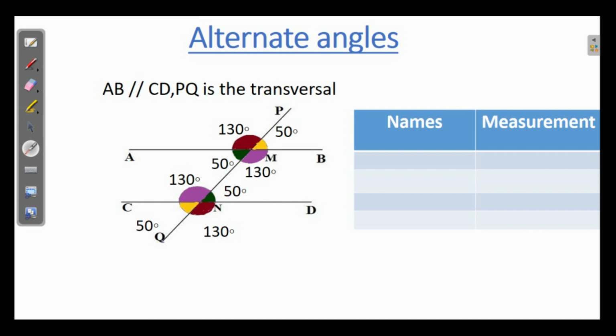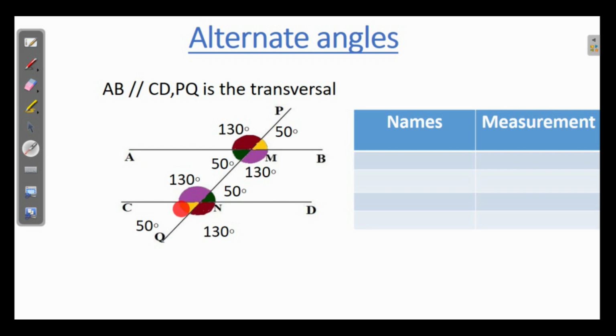Then alternate exterior angles. These are exterior angles, exterior to the line AB and exterior to the line CD. Then which are the equal angles? Here this angle, angle PMA or angle AMP. In two ways an angle can be named, that you know, no? So angle QND or angle DNQ. It is 130 degree. Alternate exterior angles. And the other pair is 50 degree.